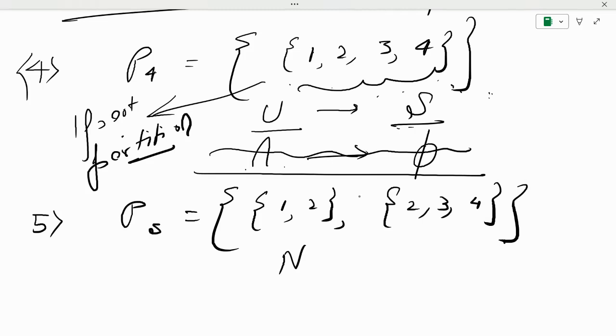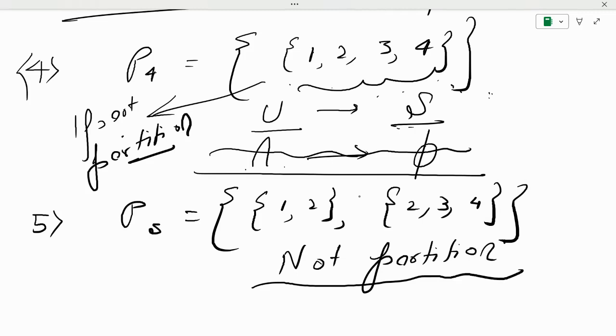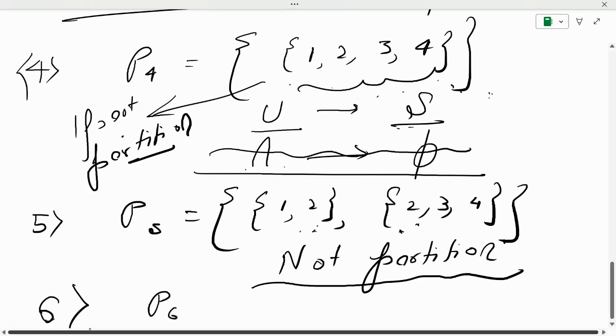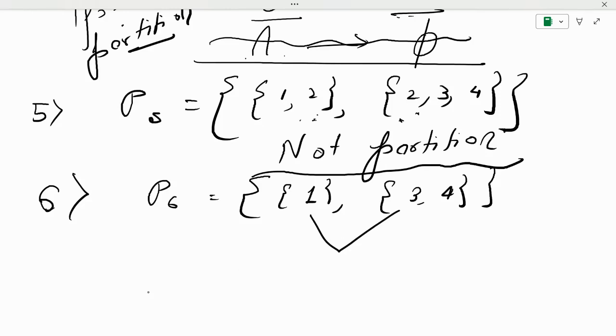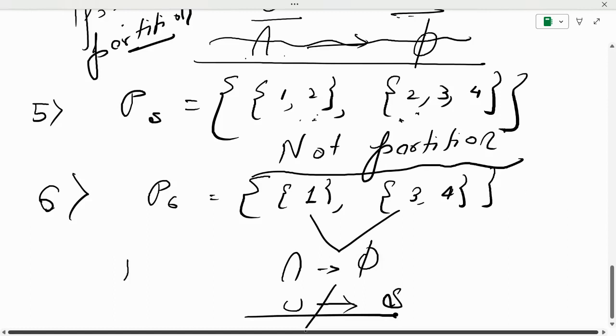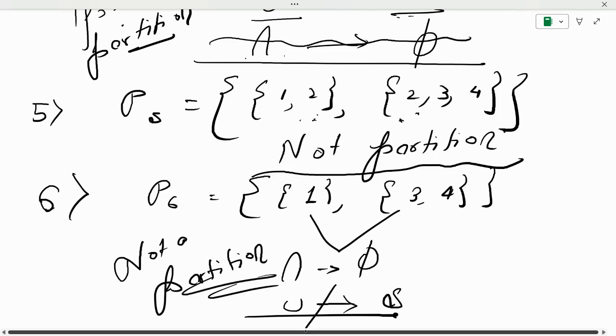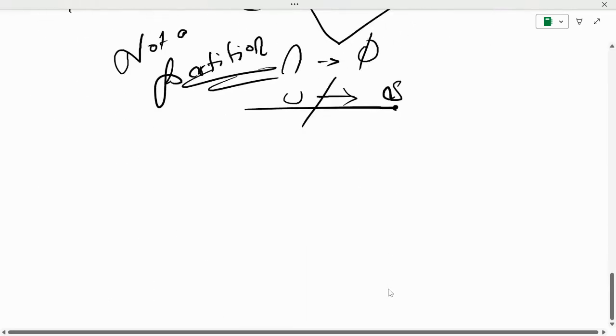Now this is not a partition. Why? Because even if you combine these into a set, you get the set S, but the intersection of these two will not be empty, so it is not a partition. Similarly, if we take P6, where one element is {1, 6} and another element is {3, 4}, it is also not a partition. Why? Because although the intersection of these two elements gives us the empty set, the union doesn't give us the original set, so this is not a partition, right? So this way you can find out whether a given set is a partition of the set or not.